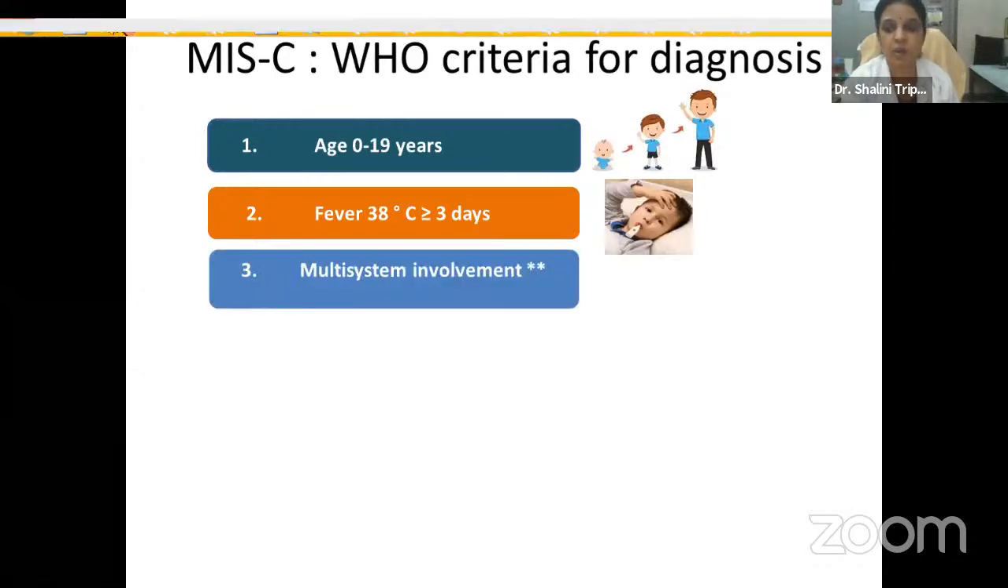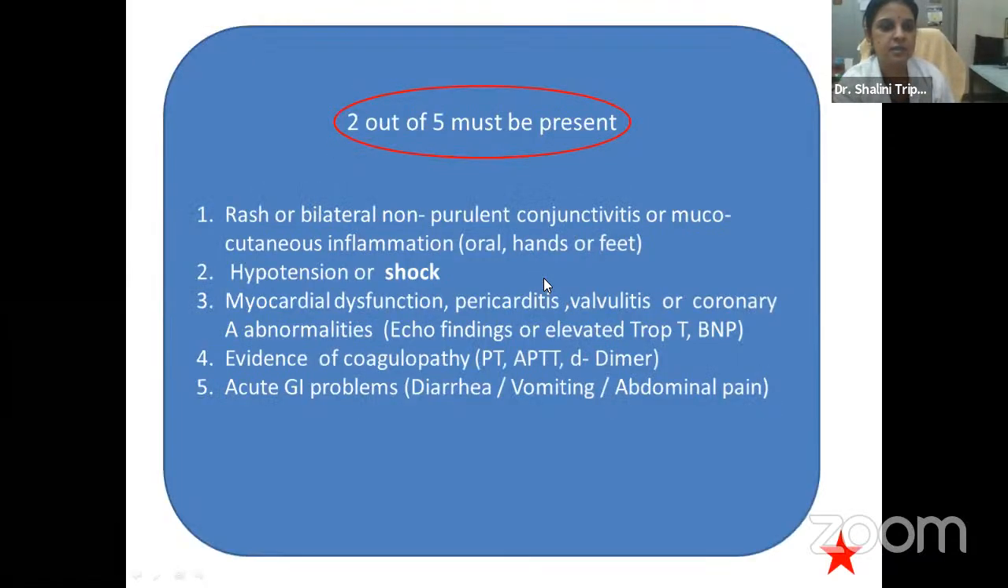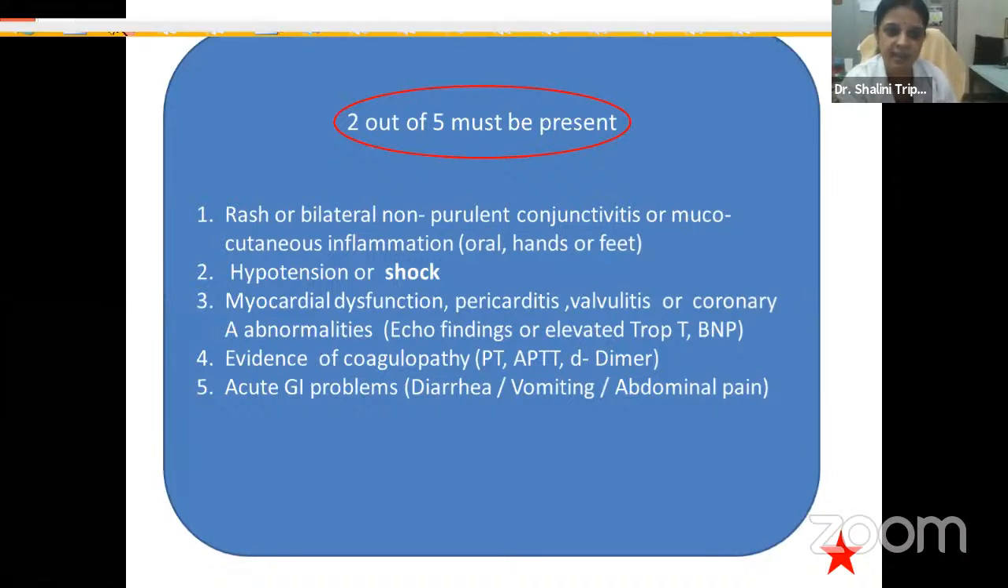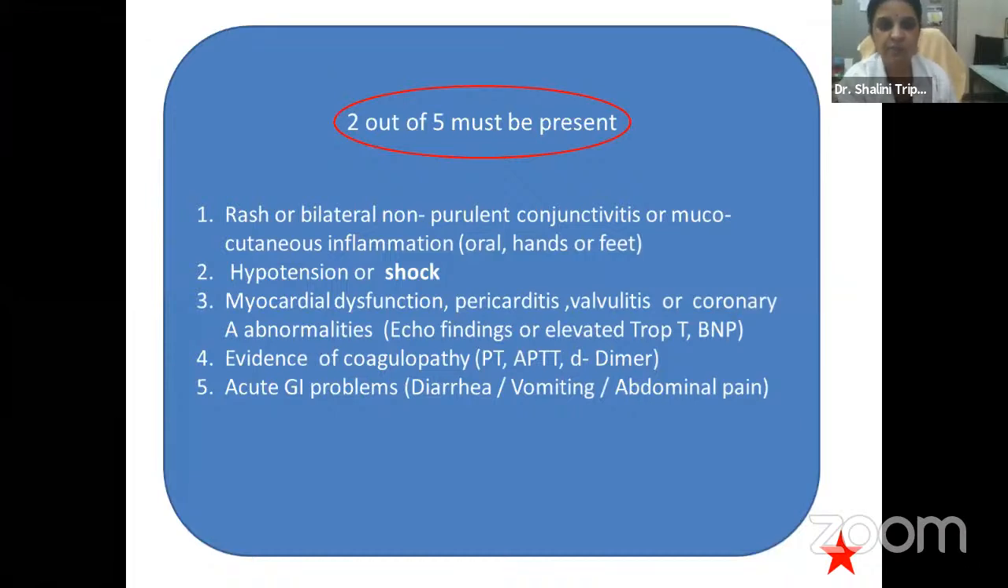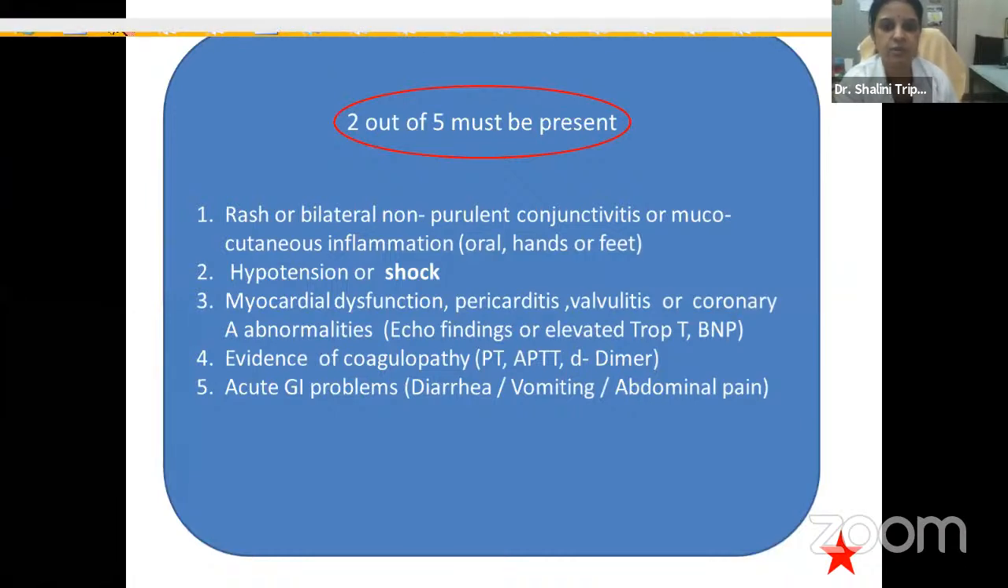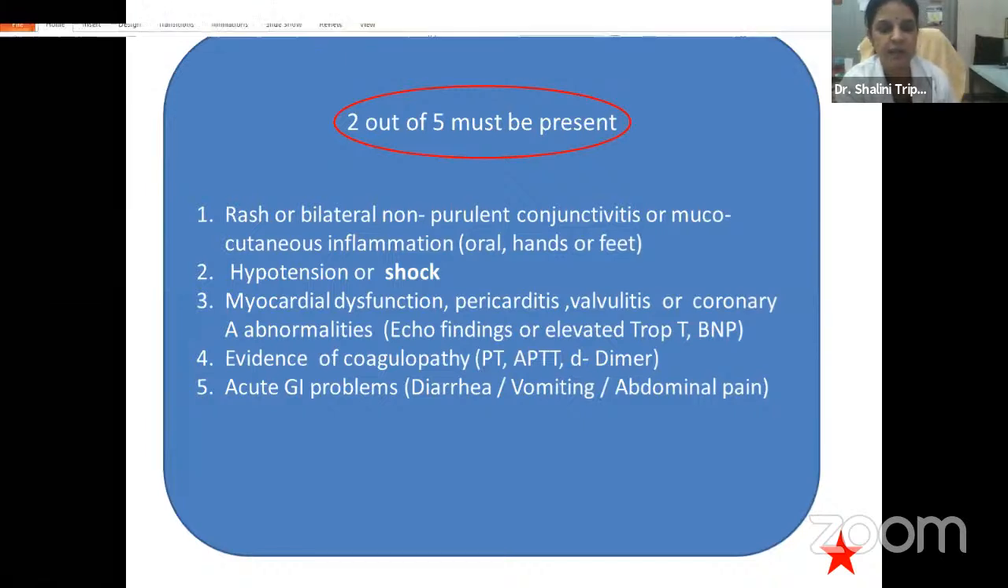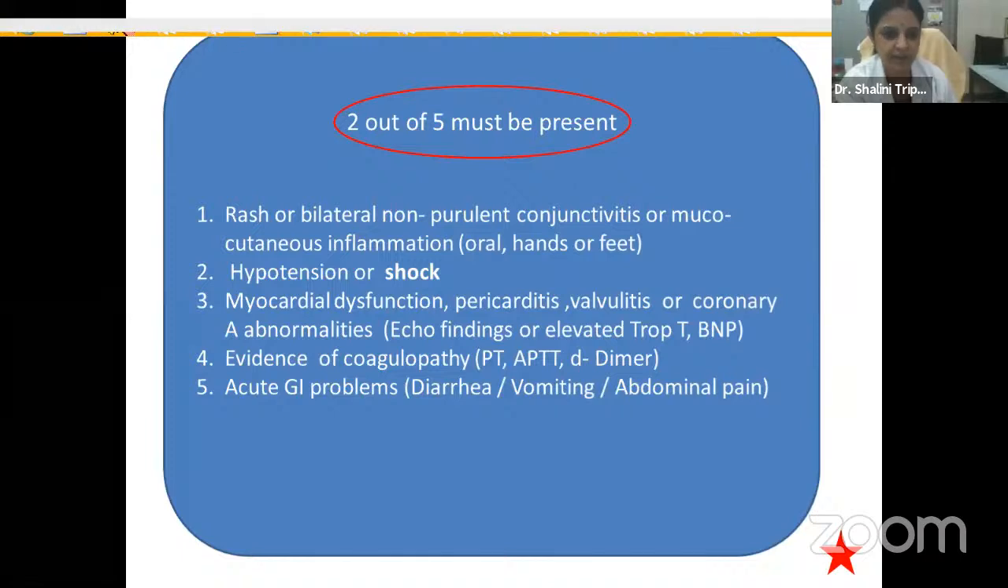Then multi-system involvement. What does this mean? That means 2 out of these 5 points are present in this patient. First is mucocutaneous involvement: rash, conjunctivitis, and skin involvement. Second is hypotension or shock. Third is myocardial dysfunction, pericarditis, valvulitis, coronary artery aneurysm, echo findings plus TROP-T or pro-BNP increased findings.